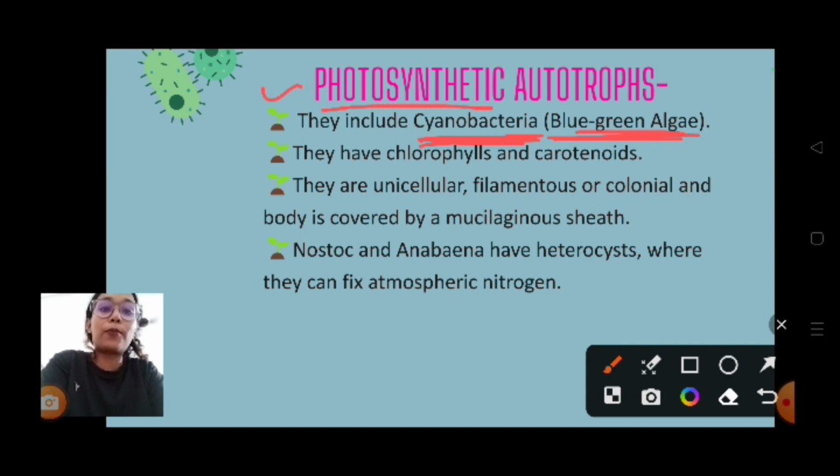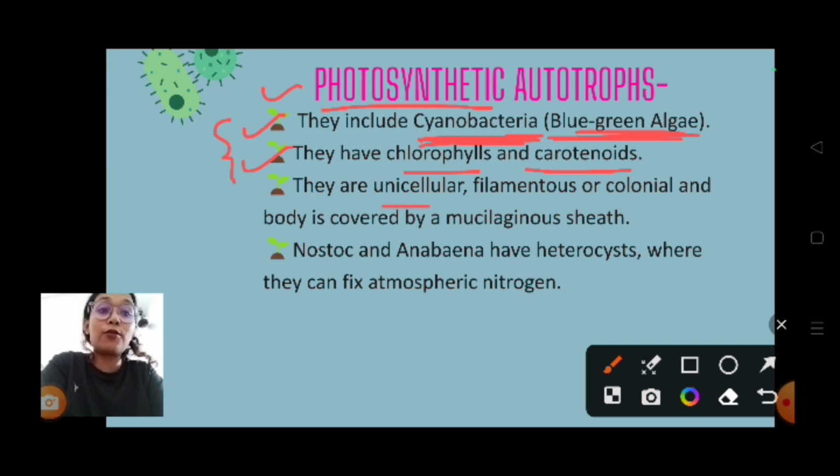Photo means light. So they make their own food. Photosynthesis means that with the help of chlorophyll and sunlight, they make their own food. So they have chlorophyll and carotenoids. They have pigments, because we need pigments for the synthesis of food.